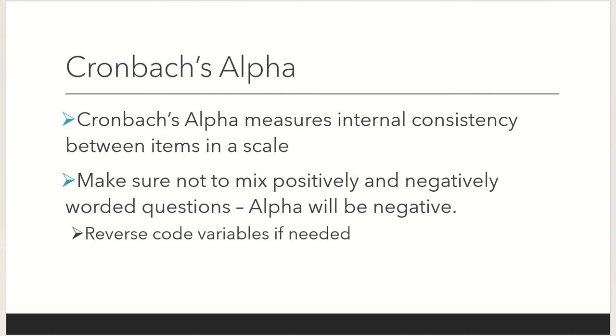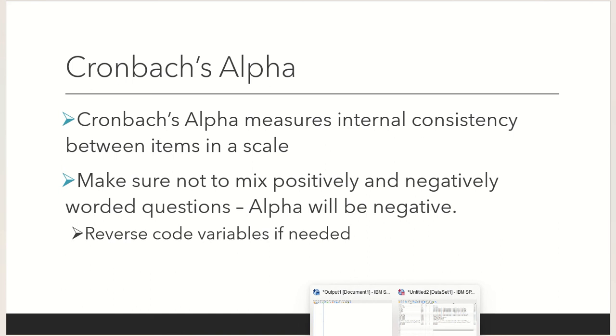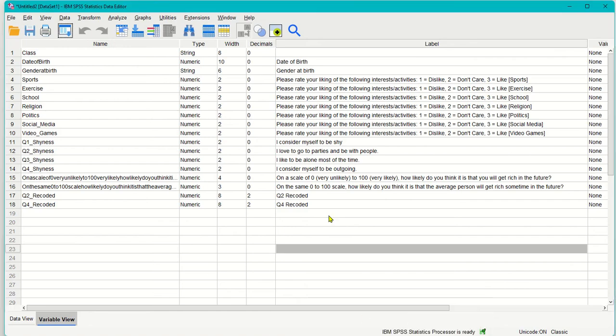And we often call these, when one question is worded in a positive way and another one is worded in a negative way, reverse order questions. And so when you have questions that are reverse ordered, you would need to recode your variables. So in our example, we actually have an example of that.